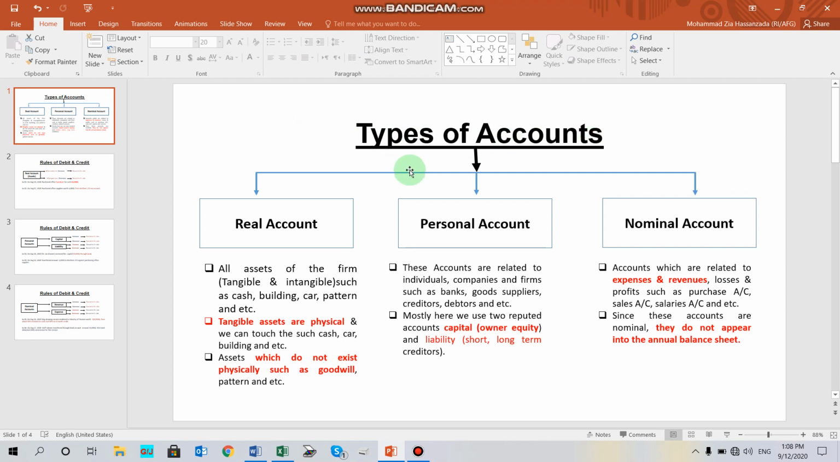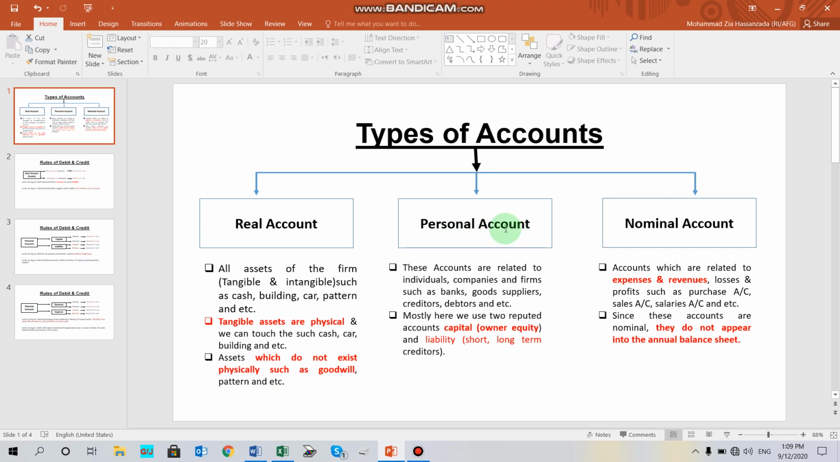In today's video, we are going to study three important types of accounts, which are real account, personal account, and nominal account. Real account covers the entire assets of the organization. As you all know, we have two types of assets within the organization. The first one, which we call the tangible assets, are those assets which are physical or we are able to touch them, for example cash, furniture, car, building, land, etc. But on the other side, we have assets which do not exist physically or we are not able to touch them, such as goodwill, for example right of using a license.